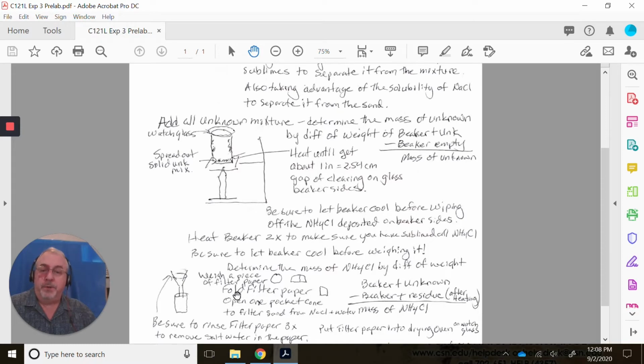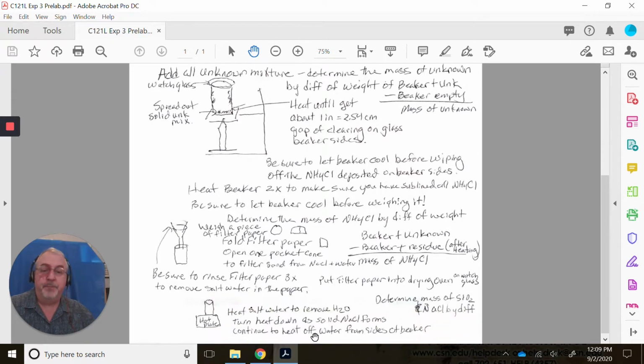So what we're going to do is fold this piece of paper in half and then in half again until it becomes like a quarter of a round circle. And then we open up one pocket to make sure that we can filter out the sand from the sodium chloride. When we put water on the paper with the salt and sand in it, the salt water itself can adhere to the paper, so you're going to end up having to rinse the paper 3 times to remove any of the salt water that would adhere to the paper.